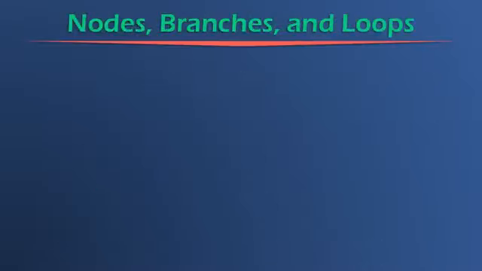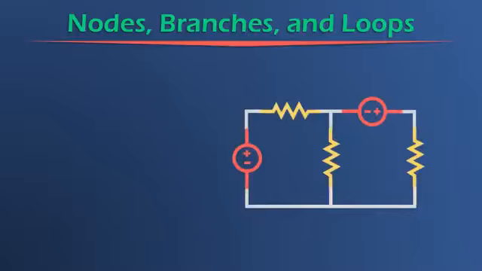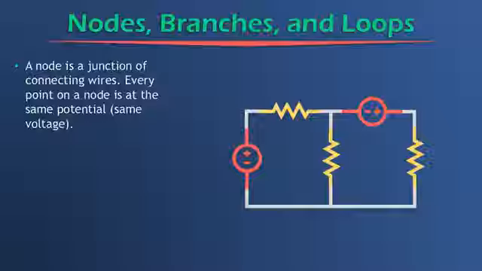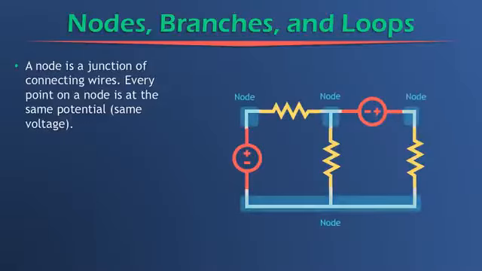Before we go any further, let's discuss the different parts of a circuit and the names we give to these parts. Here's a circuit that we'll use as an example. And now the first part is called a node. And a node is a junction of connecting wires. It's where circuit elements are joined together. So in this case we have 4 nodes, because there are 4 points of connection in this circuit.